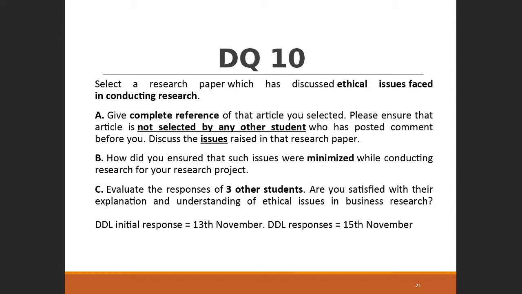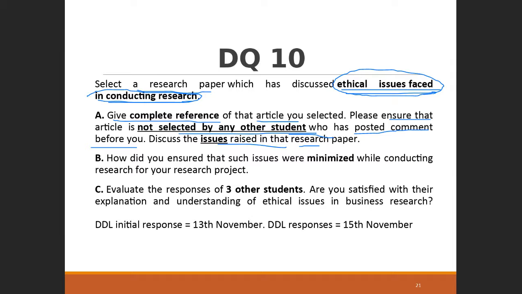Okay, so let me continue with explanation of this week's DQ activity. You need to select a research paper which has discussed ethical issues faced in conducting research. So your research paper should point towards this particular situation. Give complete reference of that article you selected. Please ensure that the article is not selected by any other student who has posted a comment before you. Okay, so discuss the issues raised in that research paper.